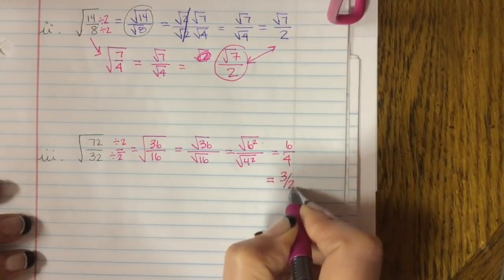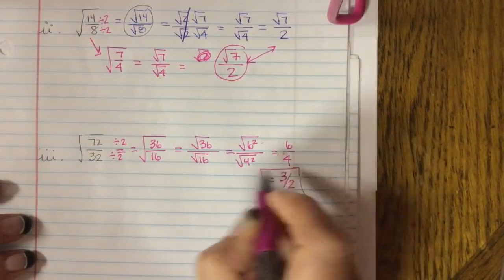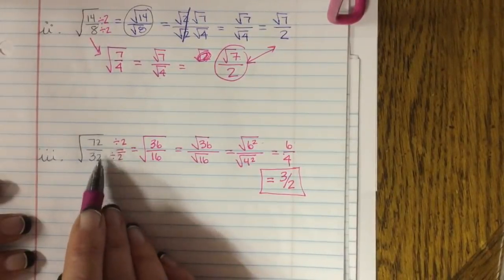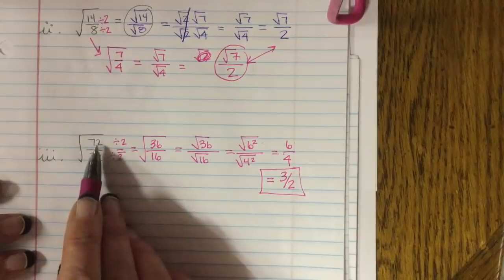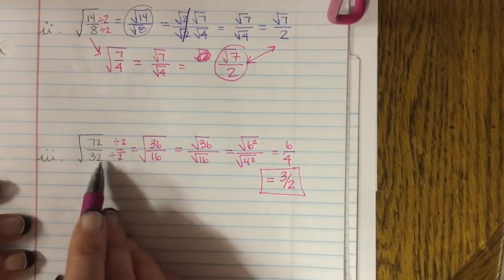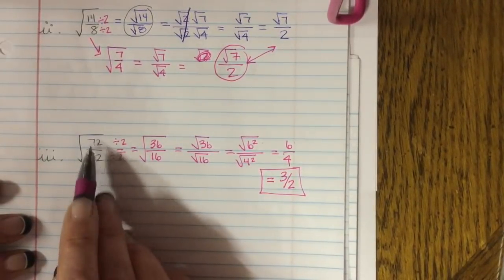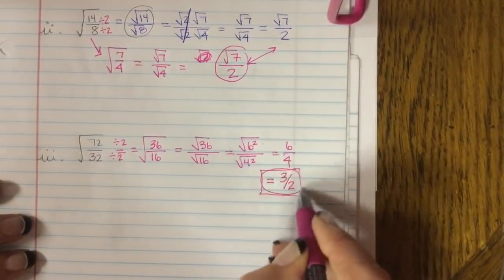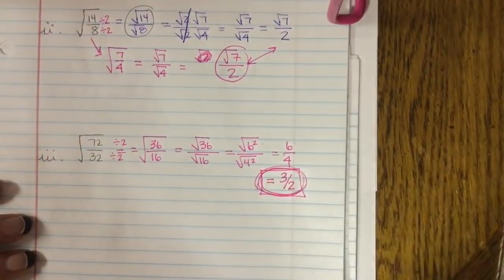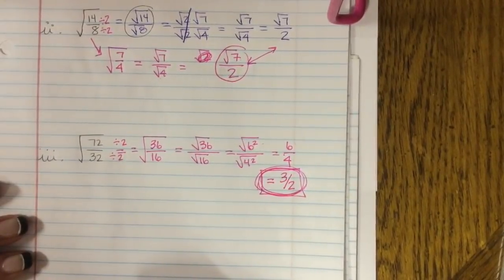So let's go back to this. What else could I have taken out of here? Maybe these are both divisible by 8. And I didn't see that at the very beginning, so I actually could have divided by an 8. But either way, as long as we reduce at the very end, you'll get the same answer, okay? So that's using the quotient rule.